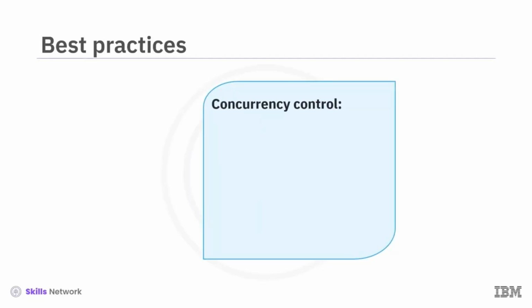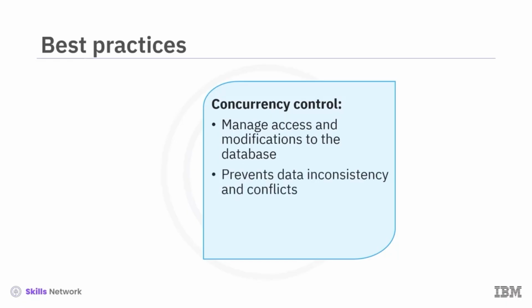Concurrency control. Implement concurrency control mechanisms to manage multiple users' access and modifications to the database concurrently. This step helps prevent data inconsistency and conflicts. For example, include a last modified timestamp in the book table.